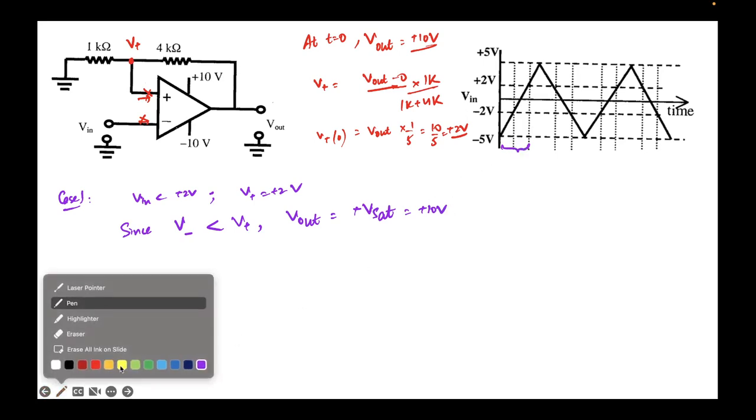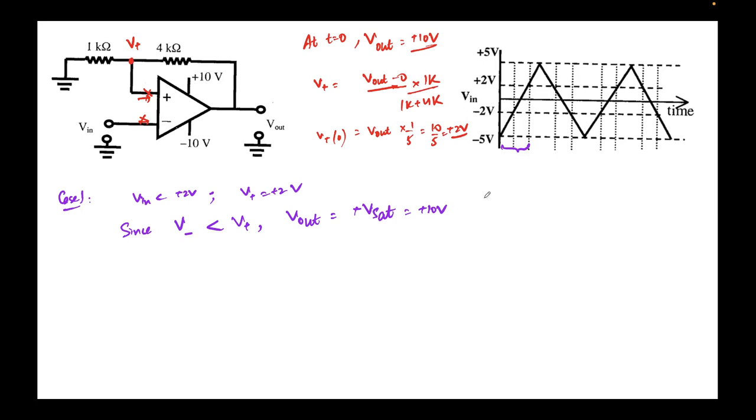Now we'll take the second case, which I'm writing in green now. So let's consider case 2: what will happen when Vin exceeds plus 2 volts, right? What will happen in this case? This means I'm talking about, let's say, this region and onwards. I don't know till what time, but onwards. And V plus again, at this junction, will be plus 2 volts, because the potential divider remains the same.